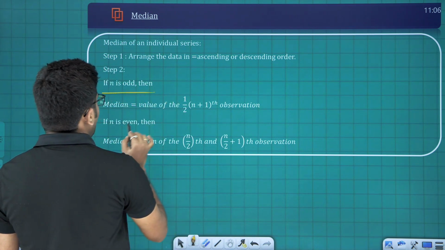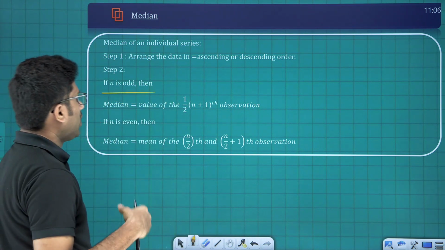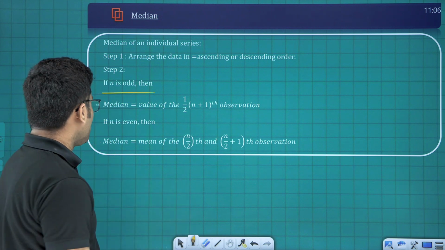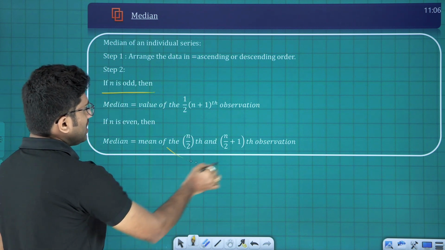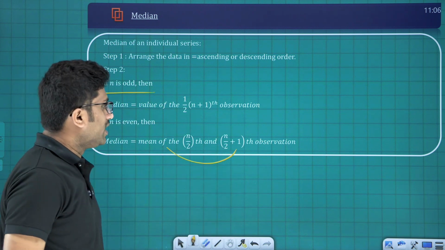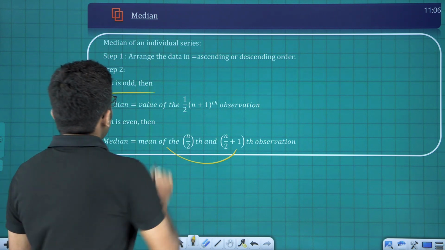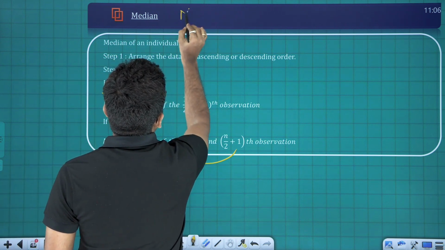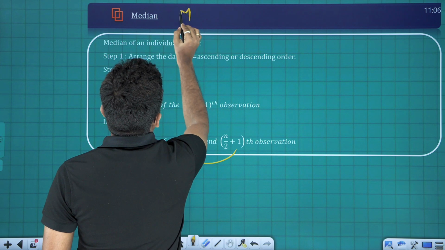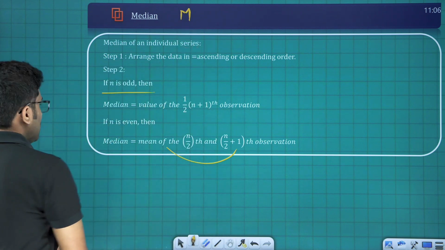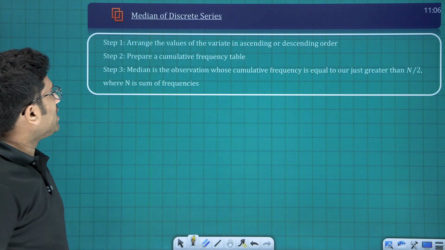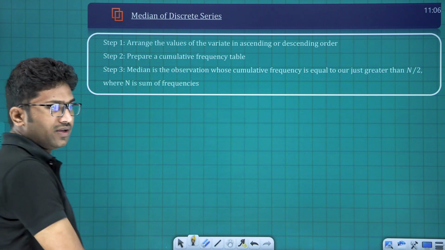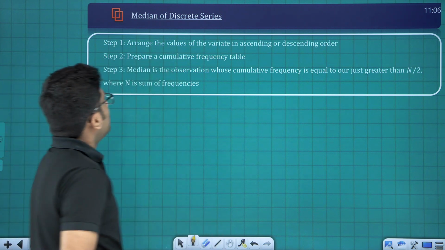Next, if n is odd, then the median is the value of the (n plus 1) by 2th observation. If it is even, then it is the average of the n by 2th and (n by 2 plus 1)th observations. In general, we denote the median with capital M. Now, the median of a discrete series.